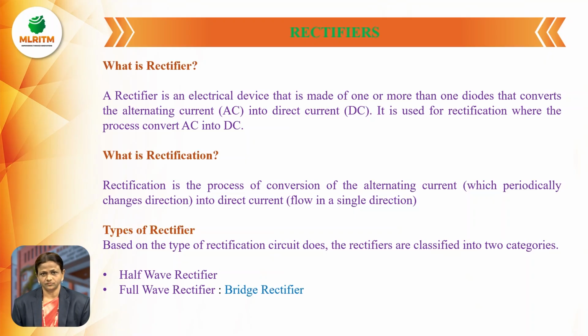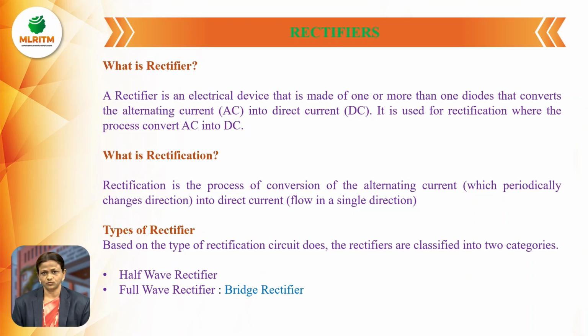So what is the definition of rectifier? Rectifier is an electronic device. It is used to convert alternating current into direct current. So what is meant by rectification? The process of conversion of alternating current into direct current is known as rectification.